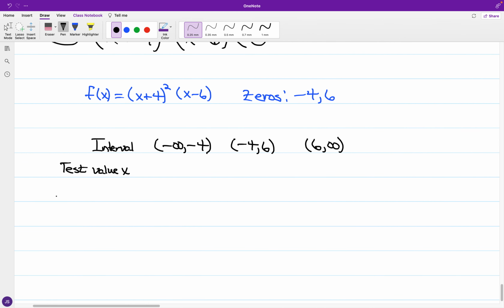Again, we have test values for the input. Again, working with the function for each input, we have f of x is equal to the square of x plus 4 times the quantity of x minus 6.